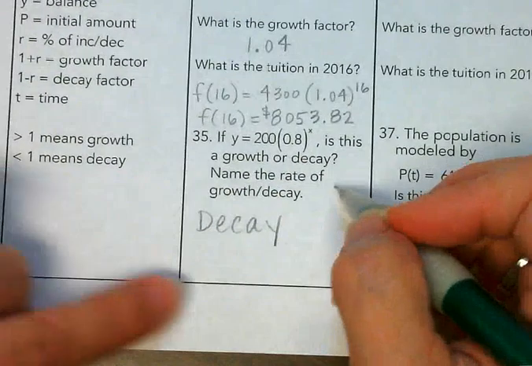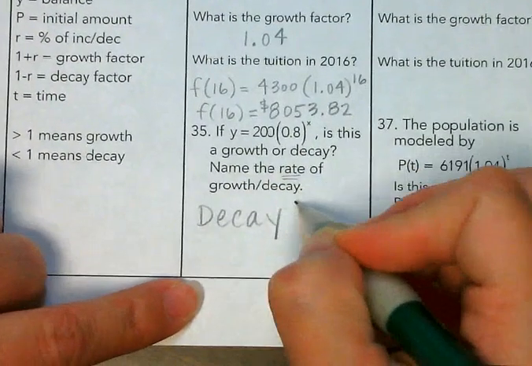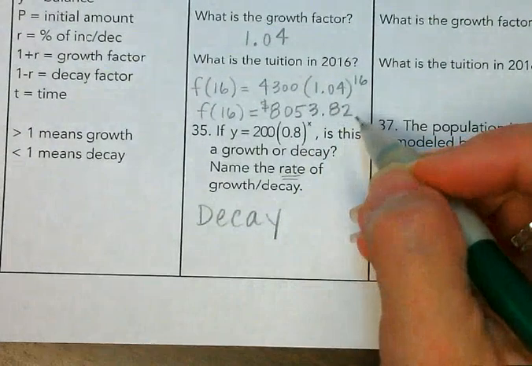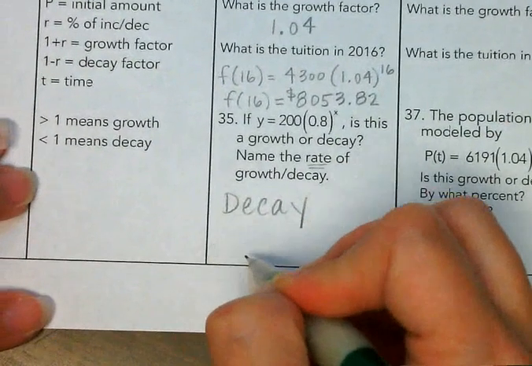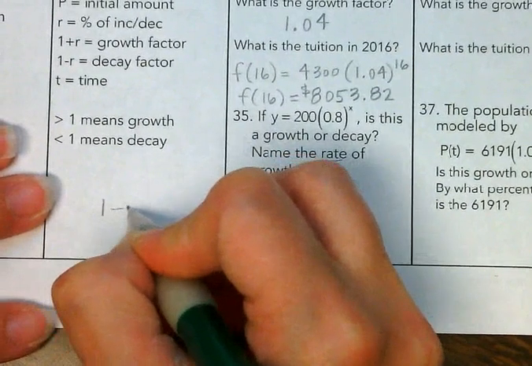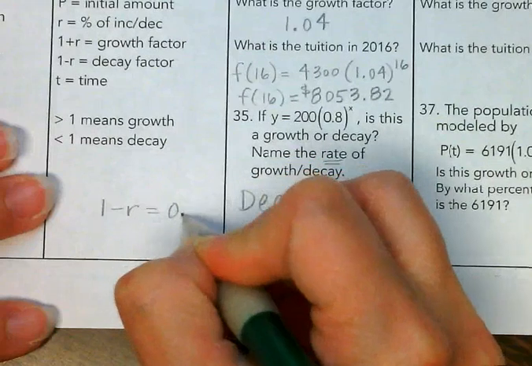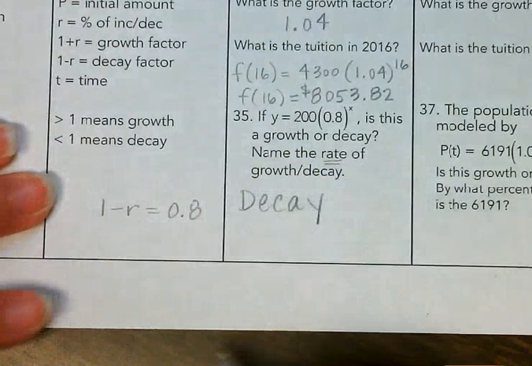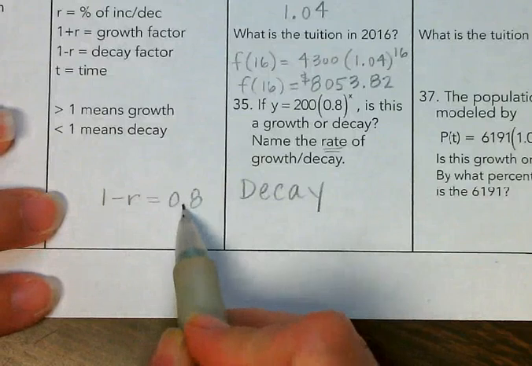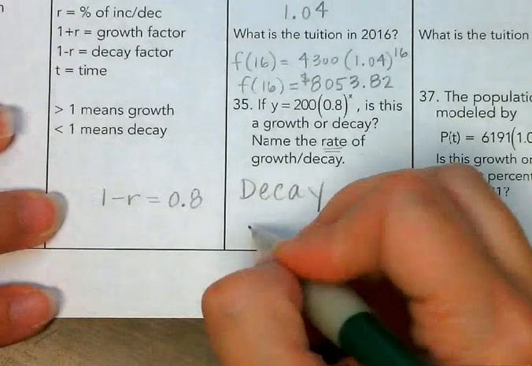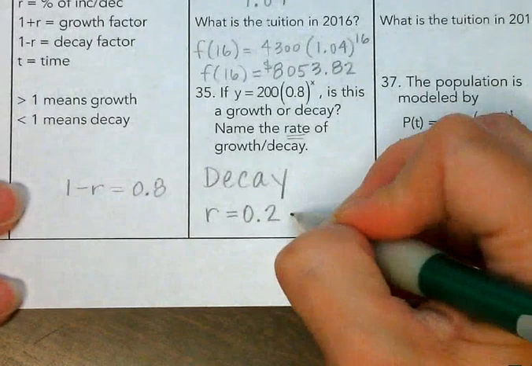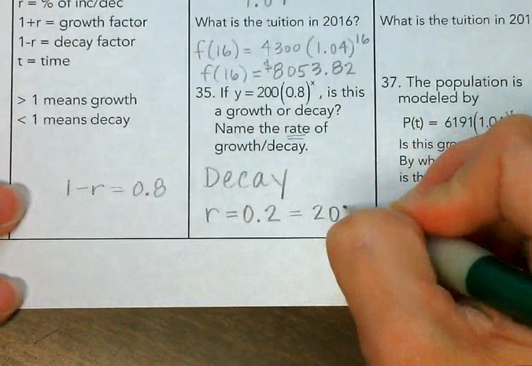All right, so now it says the rate of decay. Well, if I'm multiplying by 0.8, that means that in the parentheses, 1 minus r equaled 0.8. So what would r have to be in order for my answer to be 0.8 if I subtract it from 1? That would be 0.2, which means the rate is 20%.